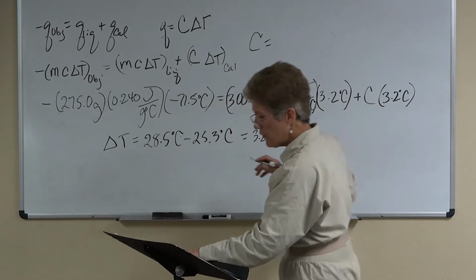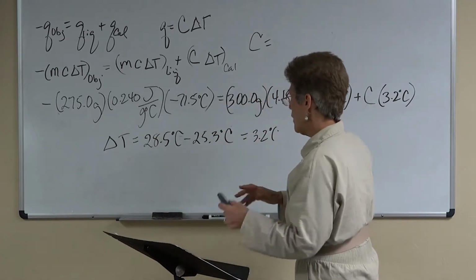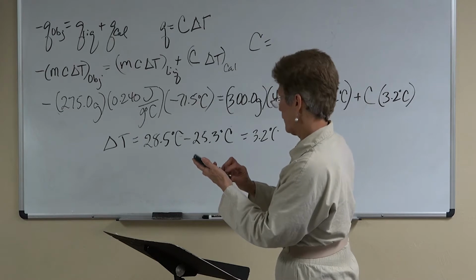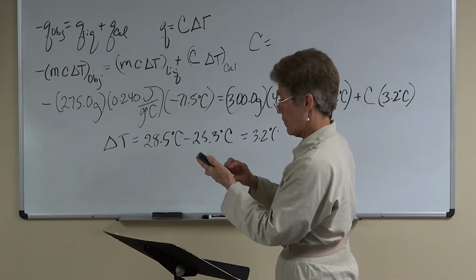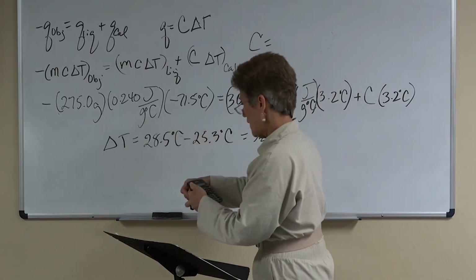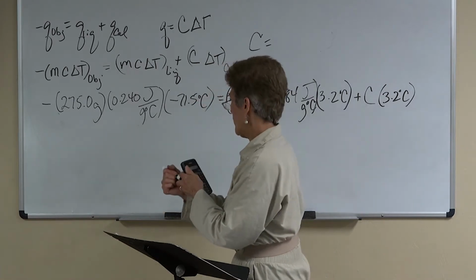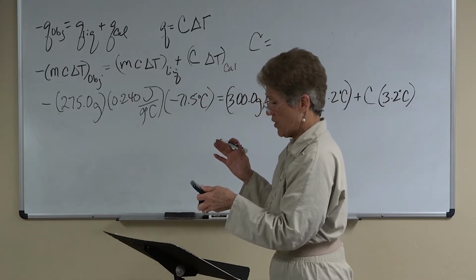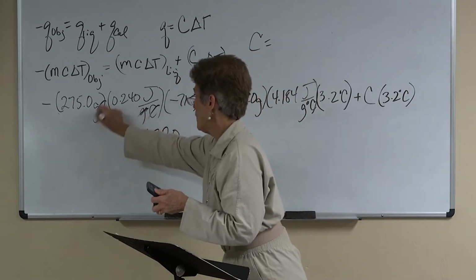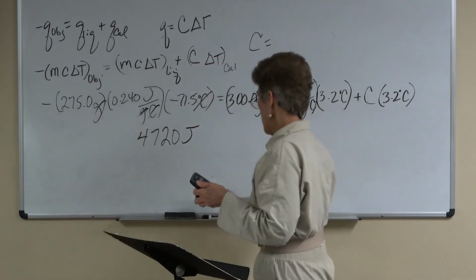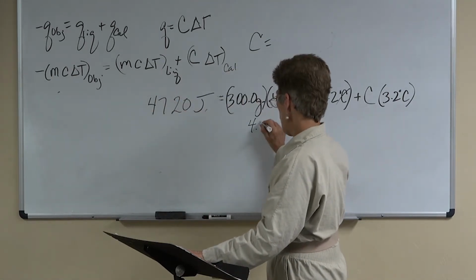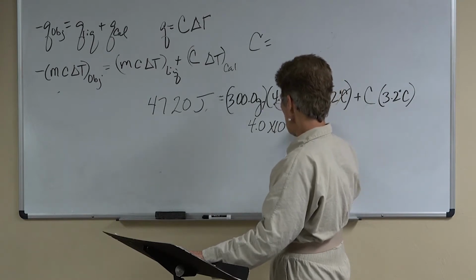Are we down to one significant figure? Yeah, we are, so I'm going to have to show this to you. This has three significant figures. What comes out of my calculator is 4719, so I'm going to put 4720, and that is joules, and it's going to be positive because those two negatives cancel one another out. So I've got this. This is 4.0 times 10 to the third joules.